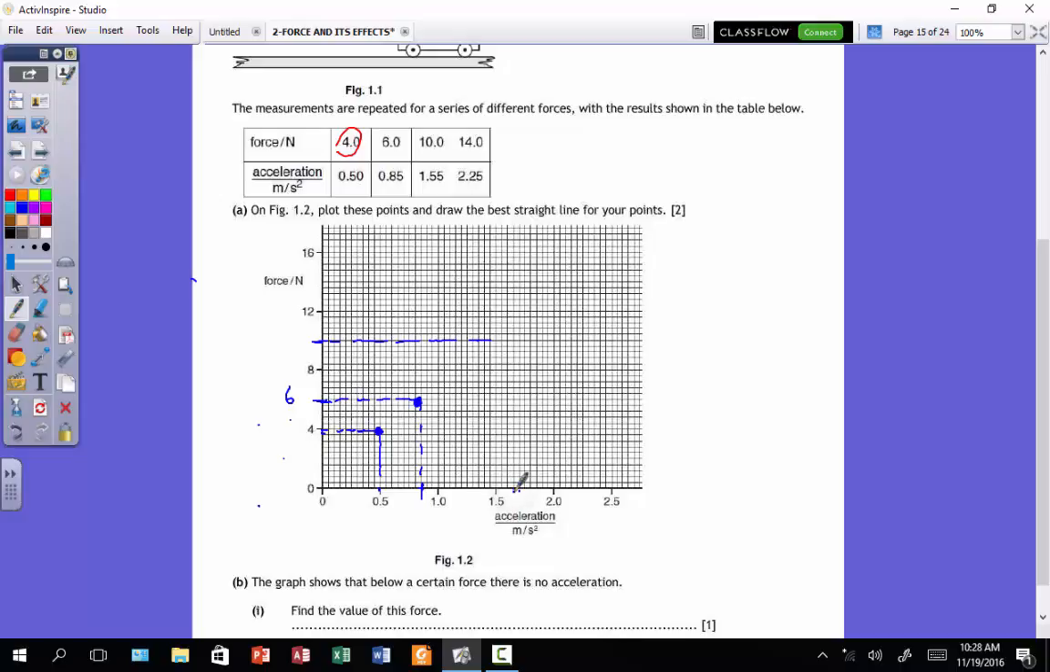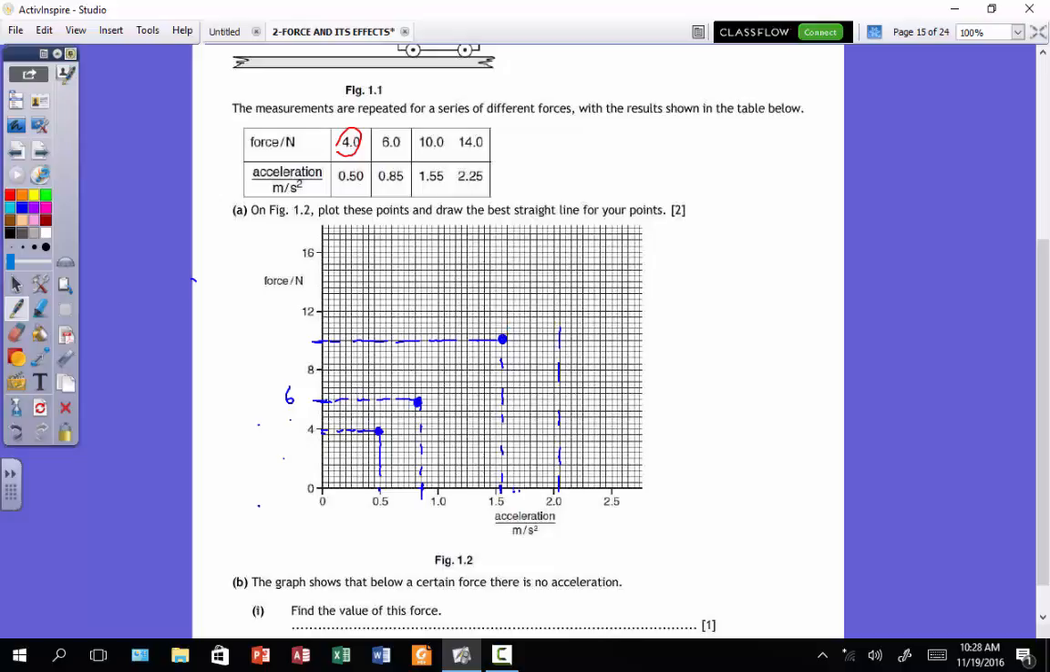If this is the 6, you can see 6, 7, 8, 9, 10. This 6, which means this point is my 1.65, another point.